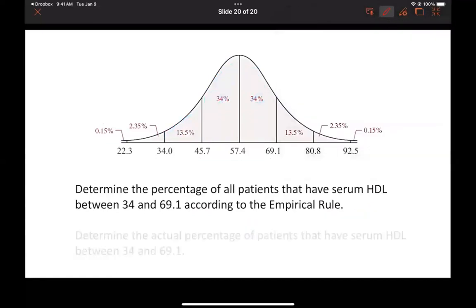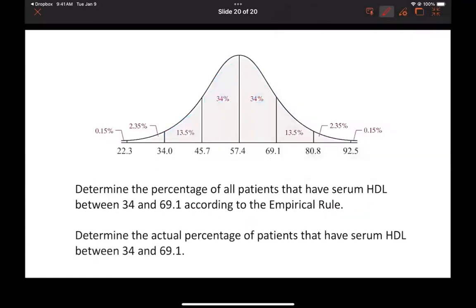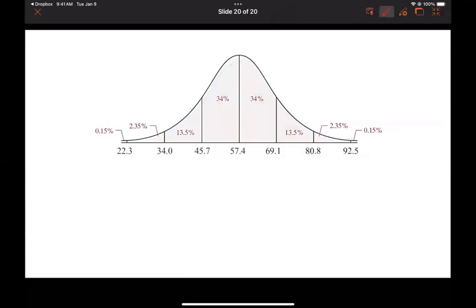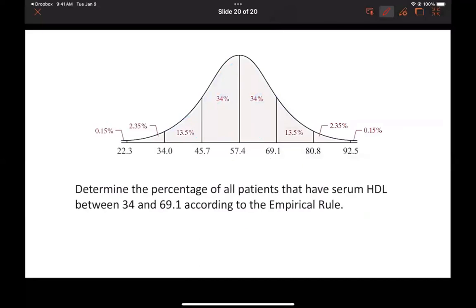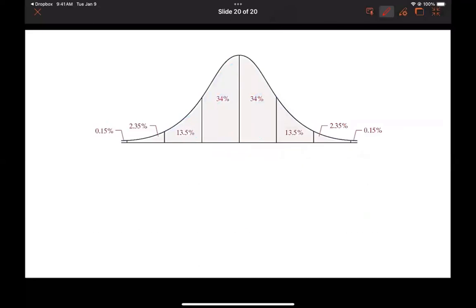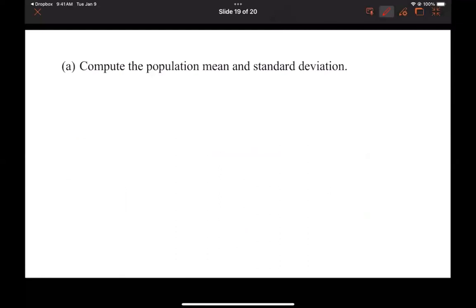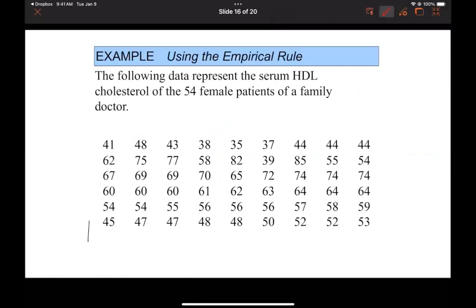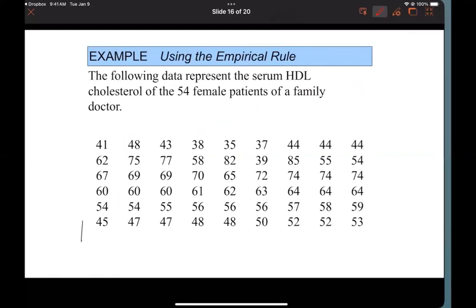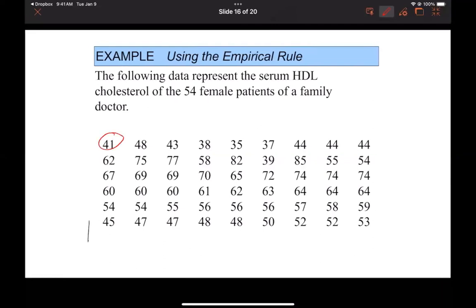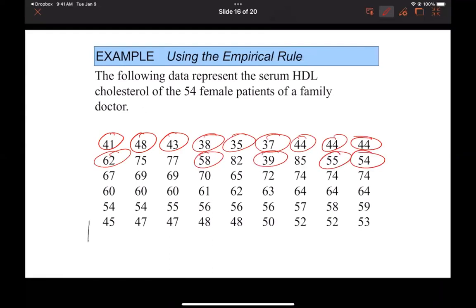Okay, do I have another question? Determine the actual percent that, okay, so I'm not going to do that. I would have to go back here and count. Actually, I can do that. Let me see. What are the values I'm looking for? 34 and 69.1. Let's go back. I have to go all the way back. 34 and 69.1. Okay. I'm just going to circle them. Okay. Then we'll count them.